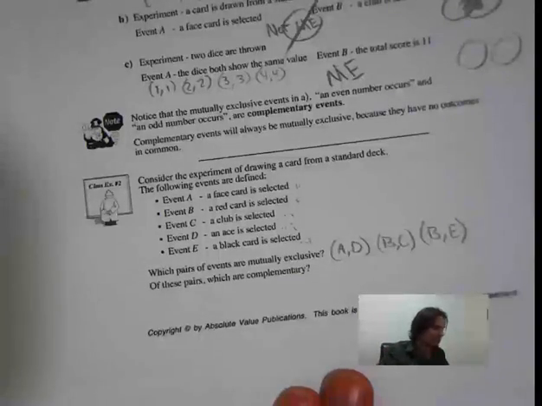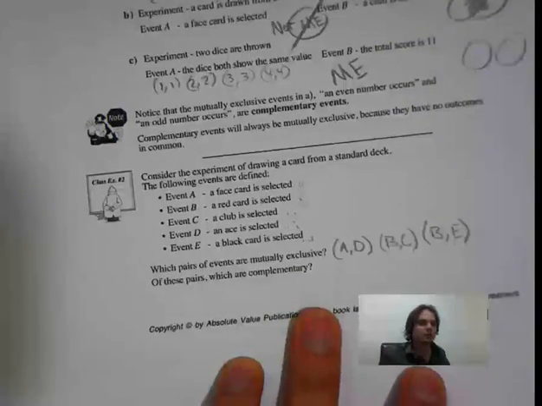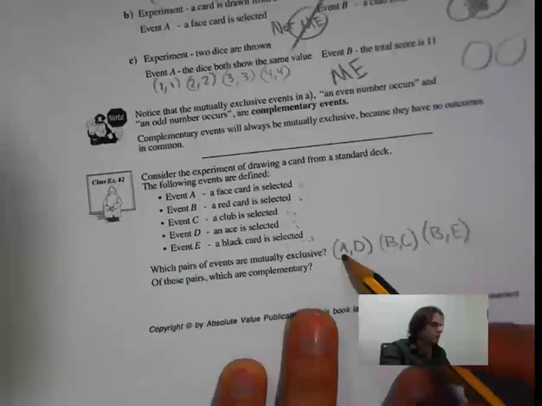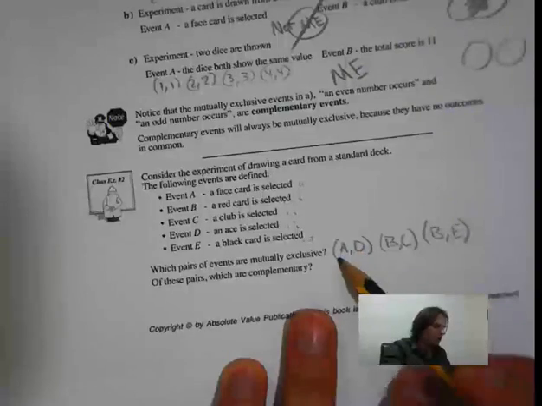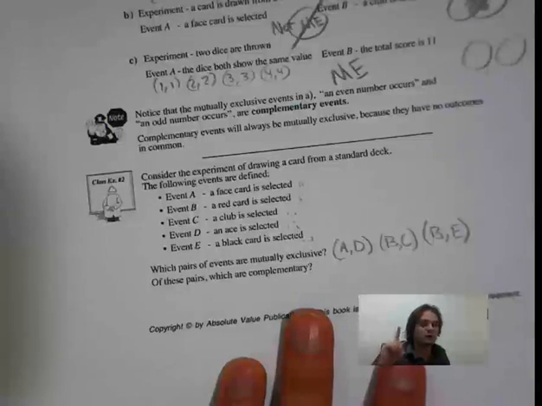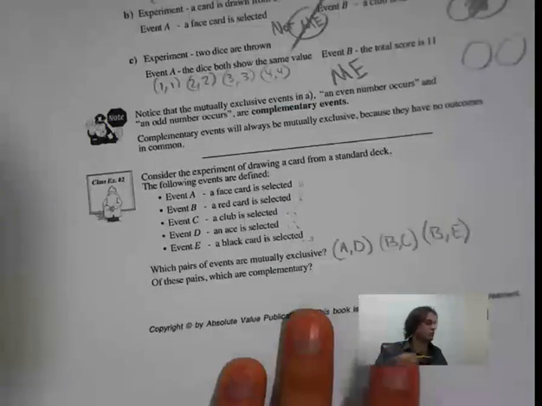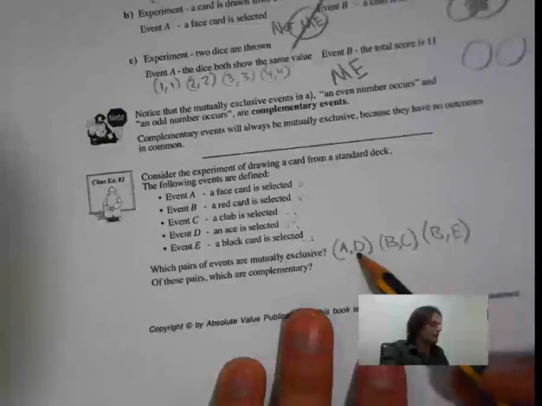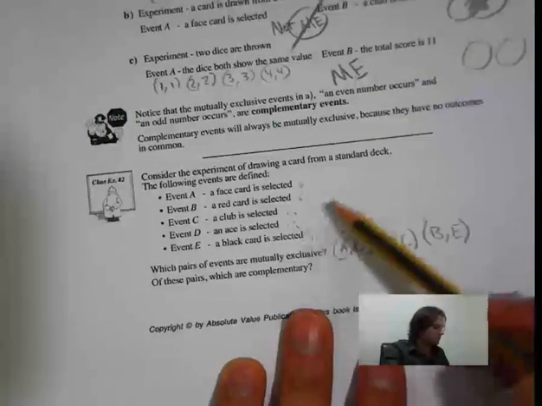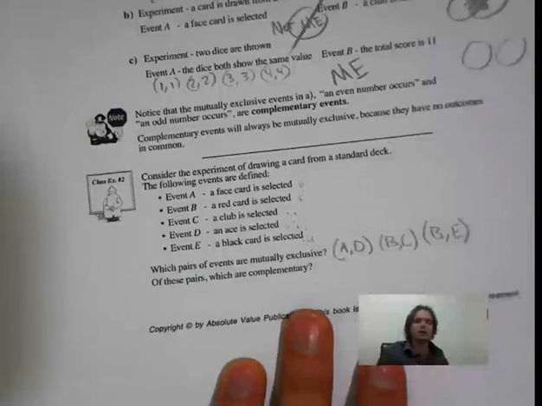Now, the next part says, which of these pairs are complementary? Well, which one of these can we make up? We have to first look at the exclusive events. If they're not mutually exclusive, then they're not complementary. First, they must be mutually exclusive. So, can A and D, face cards and aces, make up the whole thing? Well, no, they don't. Not all cards are face cards or aces.